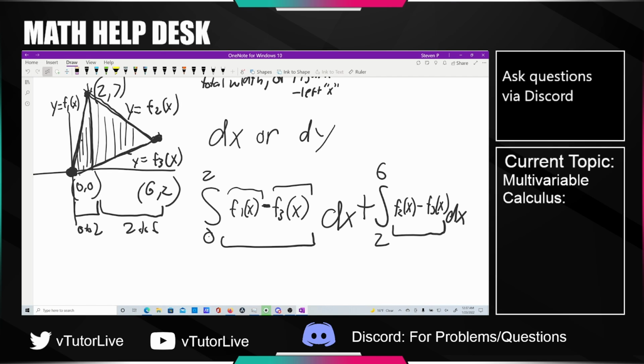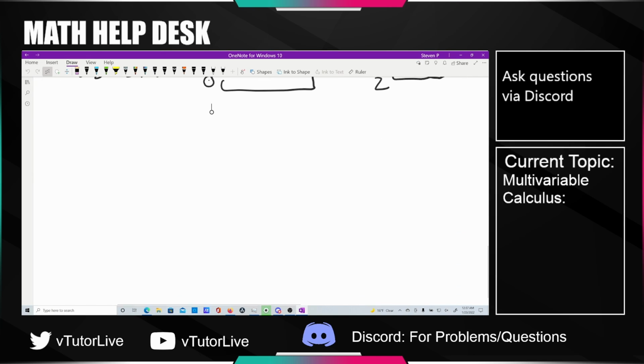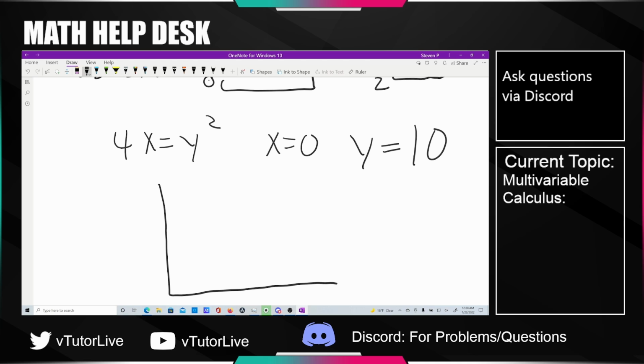So now we get to finding the volume of a solid obtained by rotating a region. So what do they give us? Let's just try out 4x = y squared, x = 0, and maybe y = 10. Yeah? x = y squared, x = 0, and y = 10. Yep.